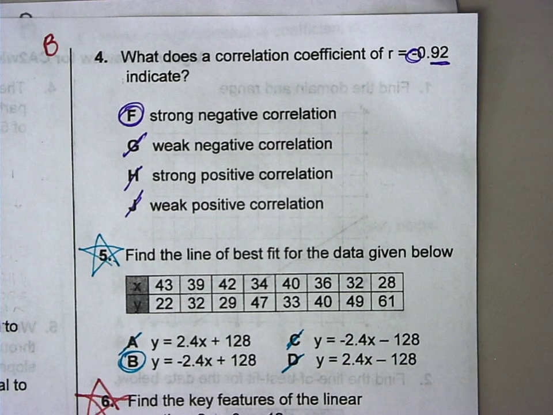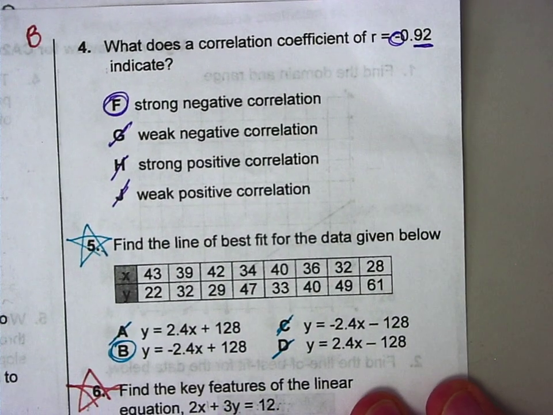Well, the closer you are to either negative 1 or positive 1 indicates a strong correlation. So we know we have the word strong, and the fact that we have the negative sign means it's negative, so we have choice F, a strong negative correlation.